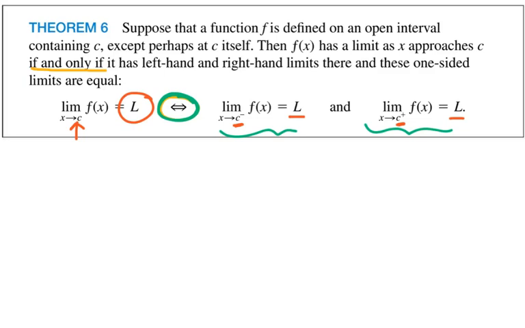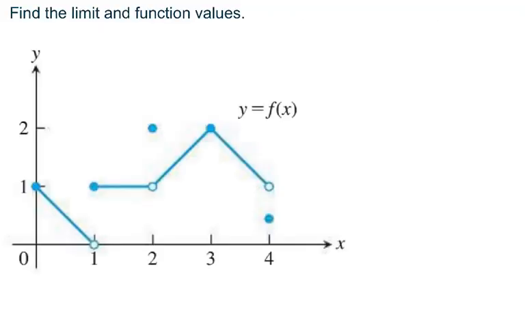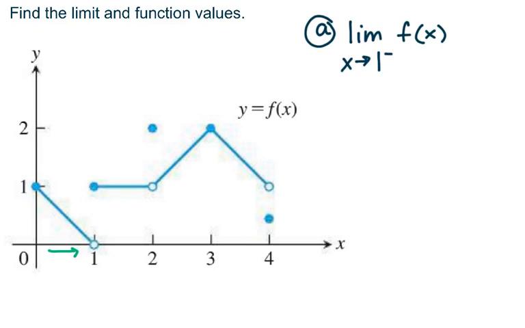Let's look at one further example in this video. Here we're given a picture with open and closed circles, and we're going to determine function as well as limit values given some questions. So we're going to do quite a few of these. So A, let's find the limit as x approaches positive 1 from the left of this function. So we are approaching x equals positive 1 from the left side. This negative superscript behind the 1 means from the left.